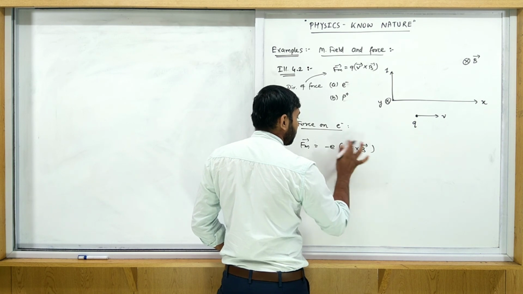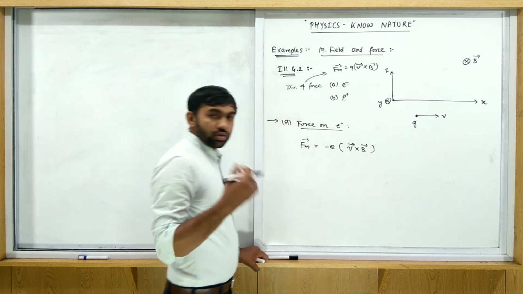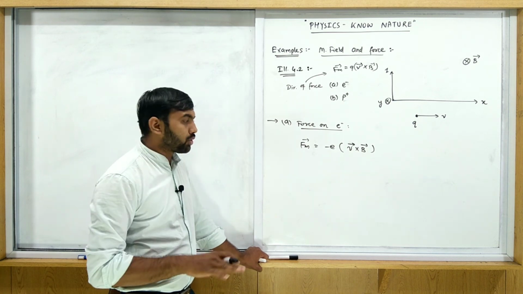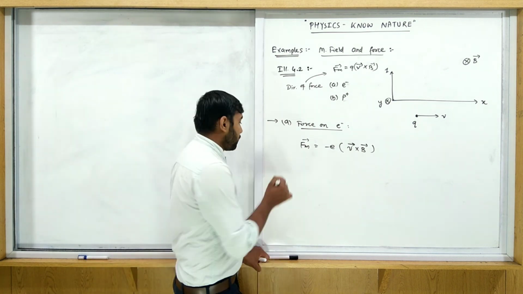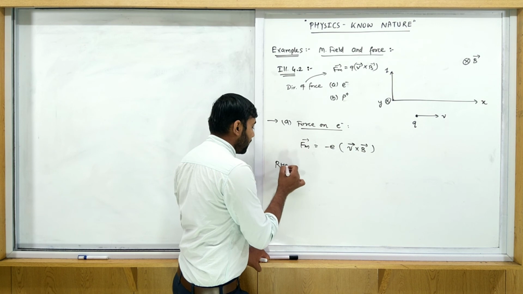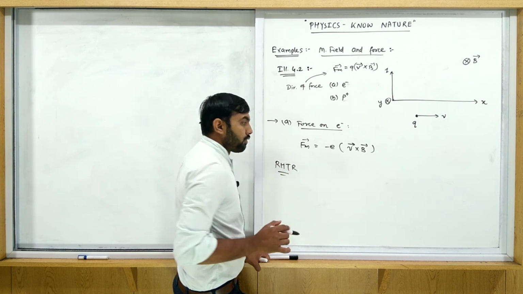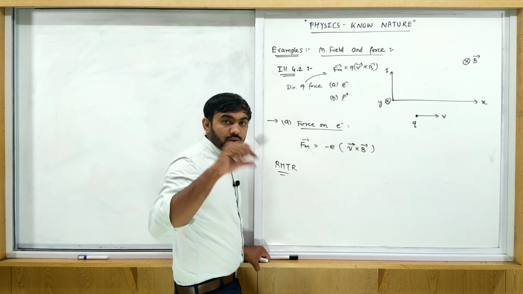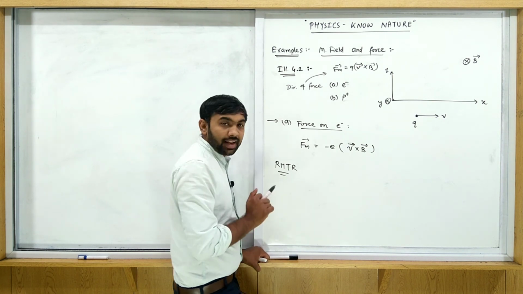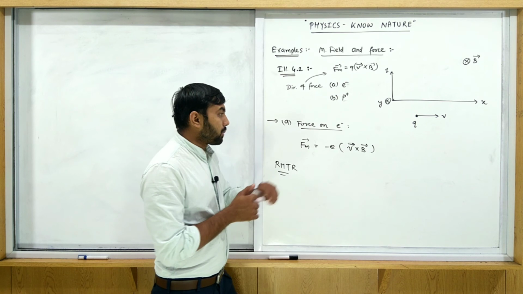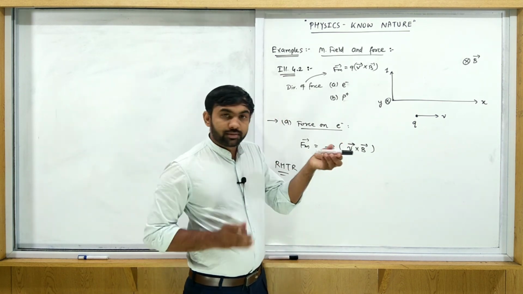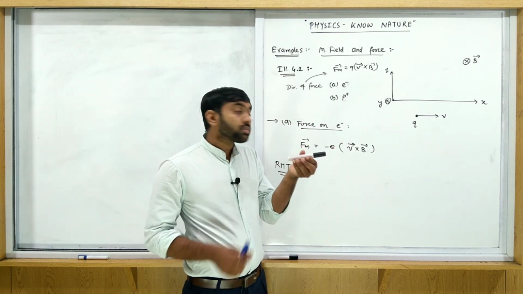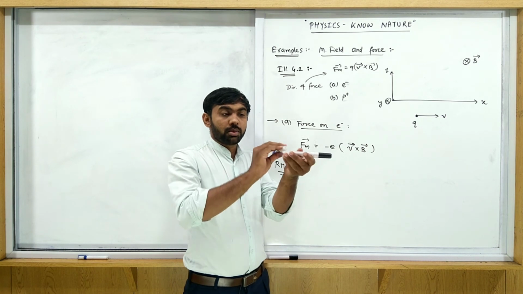cross B. Here you can use the unit vector, no problem. Use the right hand thumb rule, no problem. Okay. So first we use the right hand thumb rule. We have to find the direction of minus V cross B. First find V cross B, then apply the minus sign, then you get the final answer of the force. So where is the V? V is along x-axis. B is going into the plane.